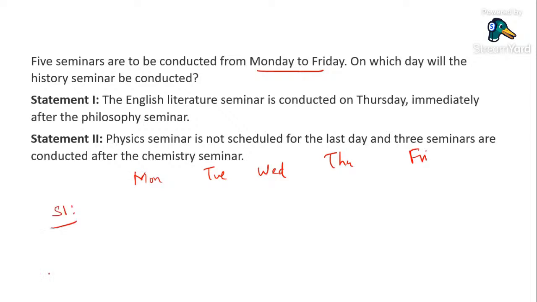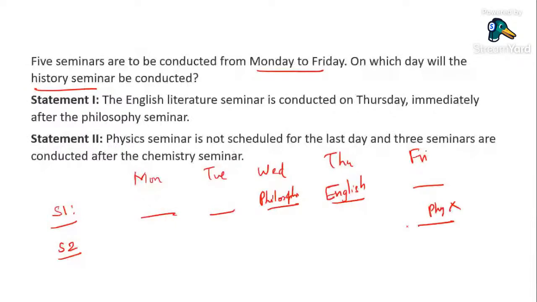Okay. Let's go with statement one alone. I'm just going to concentrate only on the first statement. What does first statement say? Statement one says the English literature seminar is conducted on Thursday. So this is going to be English. Immediately after the philosophy, which means philosophy is on Wednesday. Okay. From this category, when history will be conducted, not by any chance, because we have three gaps. It could be on Monday, or it could be on Wednesday, it could be on Friday.